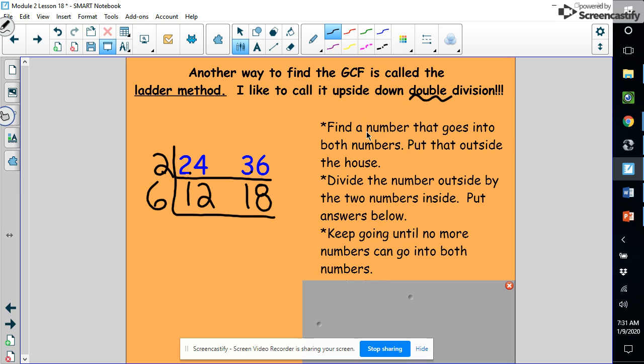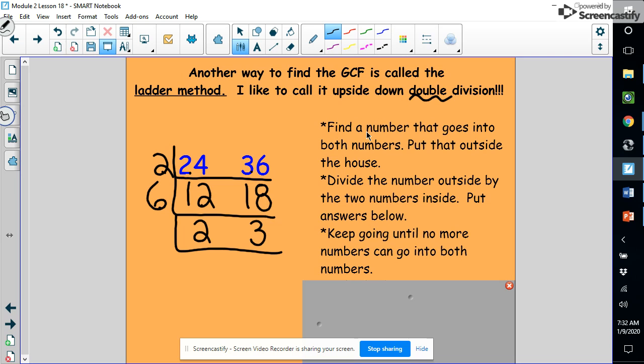So now what I need to do is my division work again. How many times can 6 go into 12? 2 times. How many times can 6 go into 18? 3 times. I put my upside down division box again. Can anything go into both 2 and 3 besides 1? They do not have any other factors in common besides 1, so this is how I know I am done with this part.